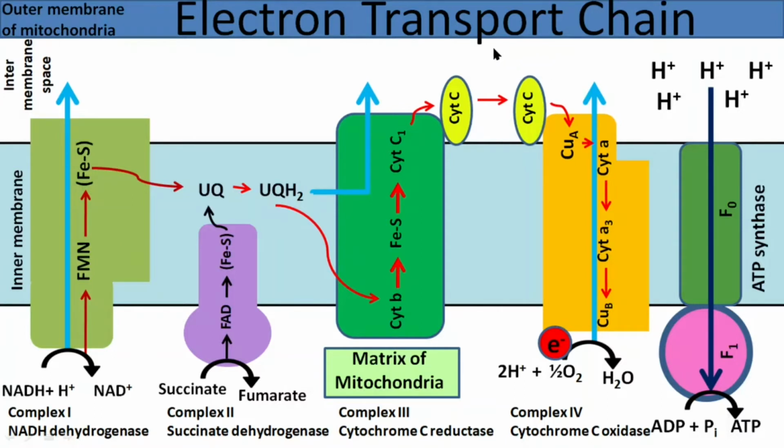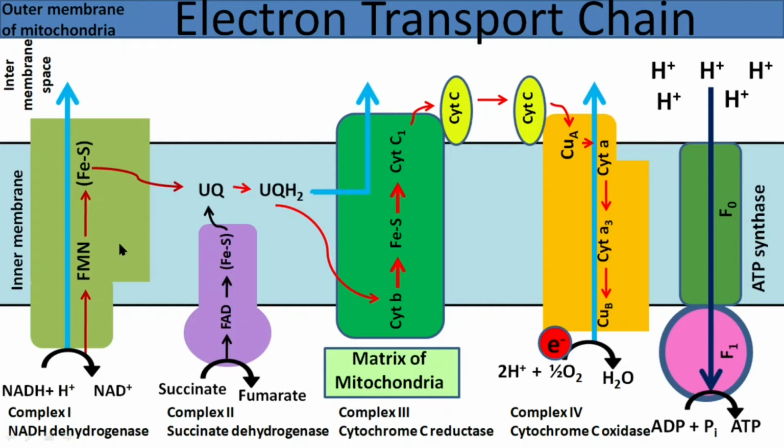As you have already seen the concept of the electron transport chain, it will be easy for us to understand this diagram. Totally 4 complexes are involved in the electron transport chain. They are complex 1, complex 2, complex 3 and complex 4. These 4 complexes are arranged in the inner mitochondrial membrane. This blue colored region represents the outer membrane of mitochondria. The space between the 2 membranes represents the intermembrane space, and this white colored region represents the matrix of mitochondria.